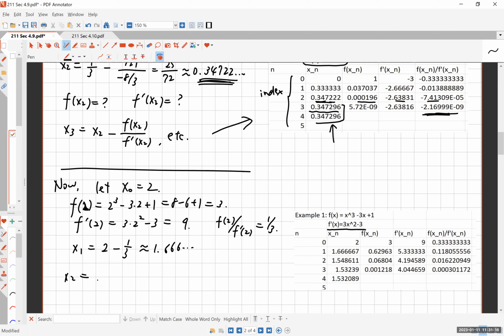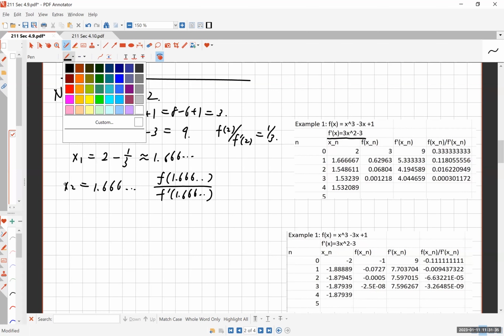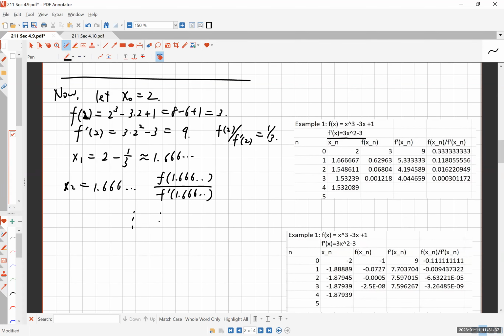x2 is going to be 1.666 repeating minus f evaluated at this point divided by f prime evaluated at this point. You see the point here? No pun intended. The point is that you just keep repeating this. And also, the other point is it's just going to be quite messy.